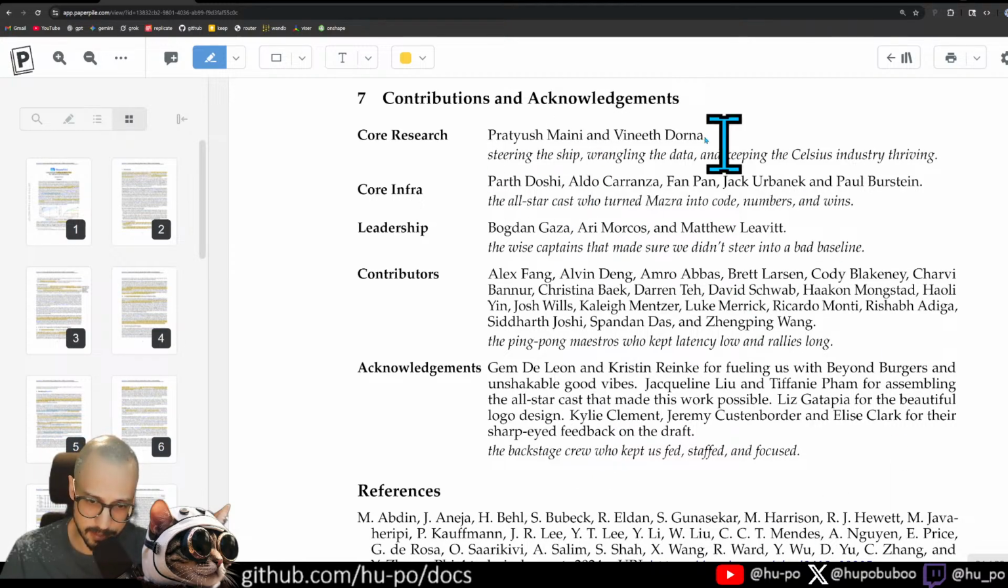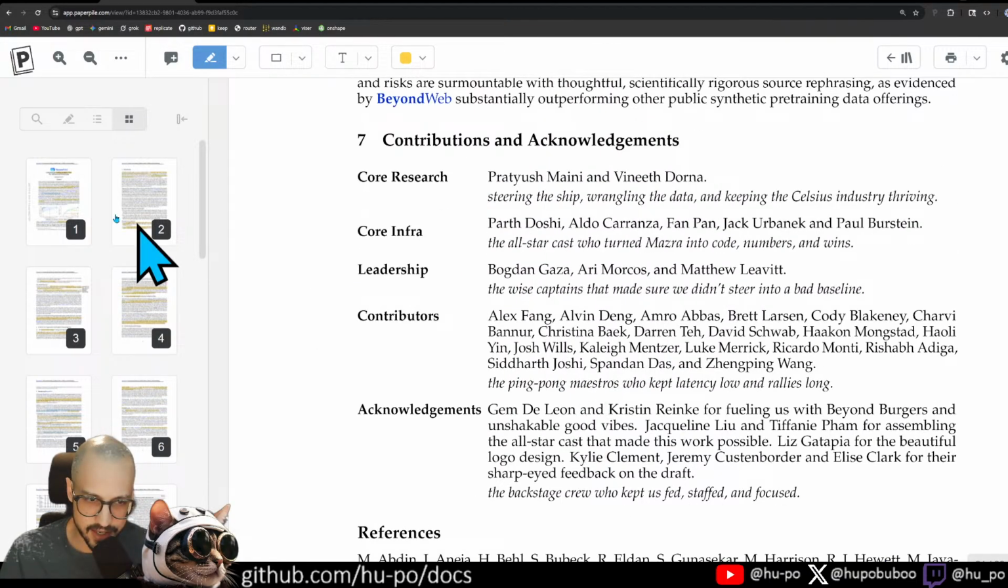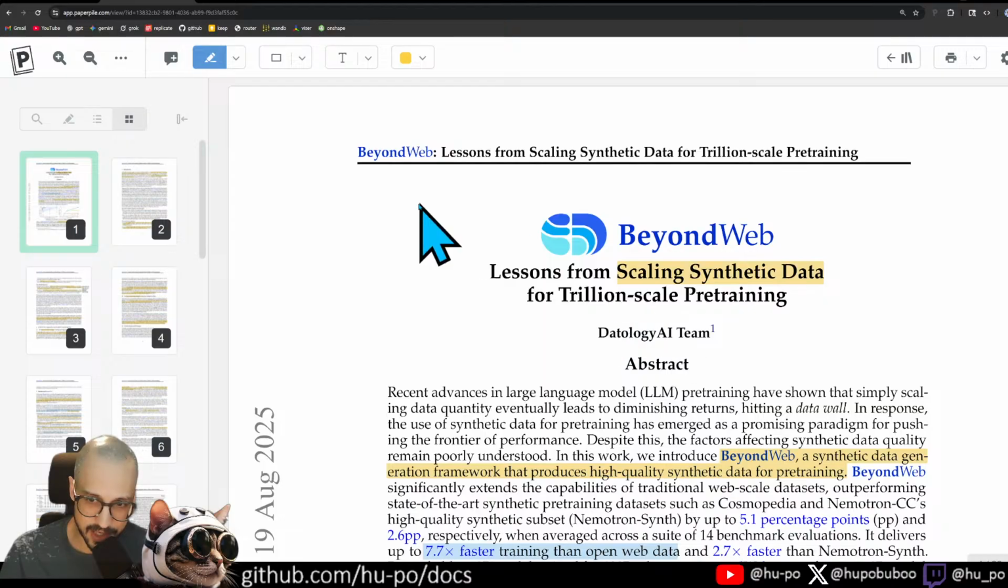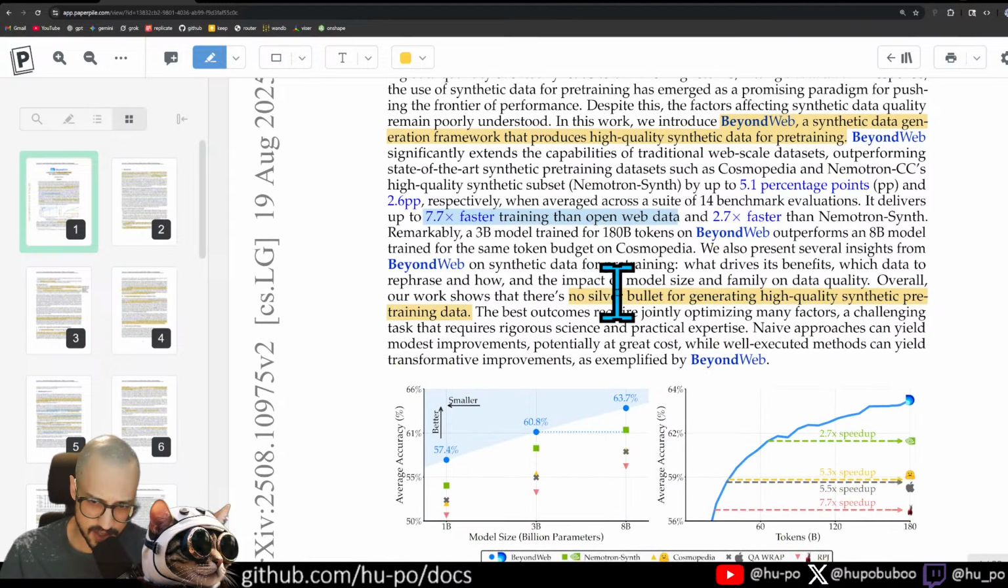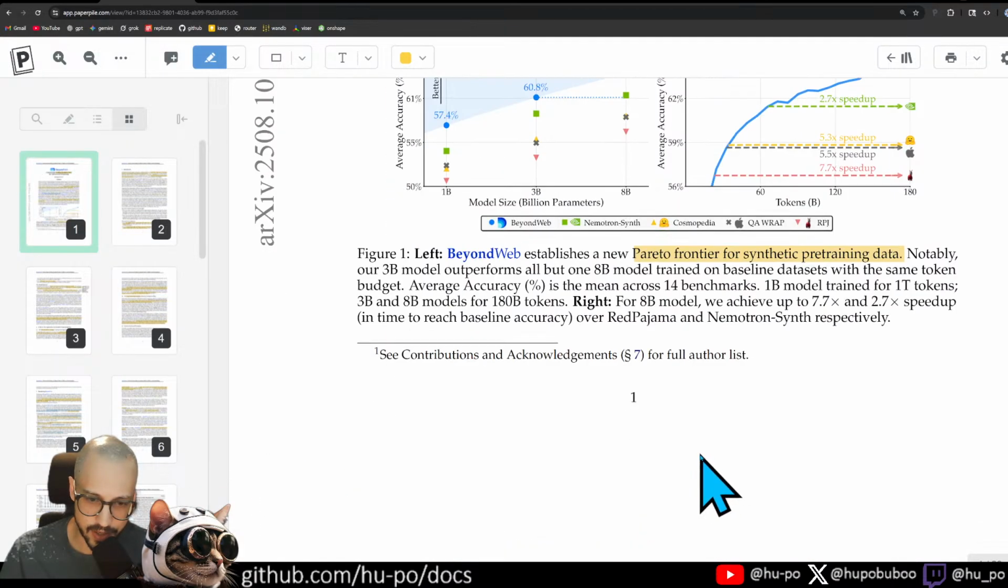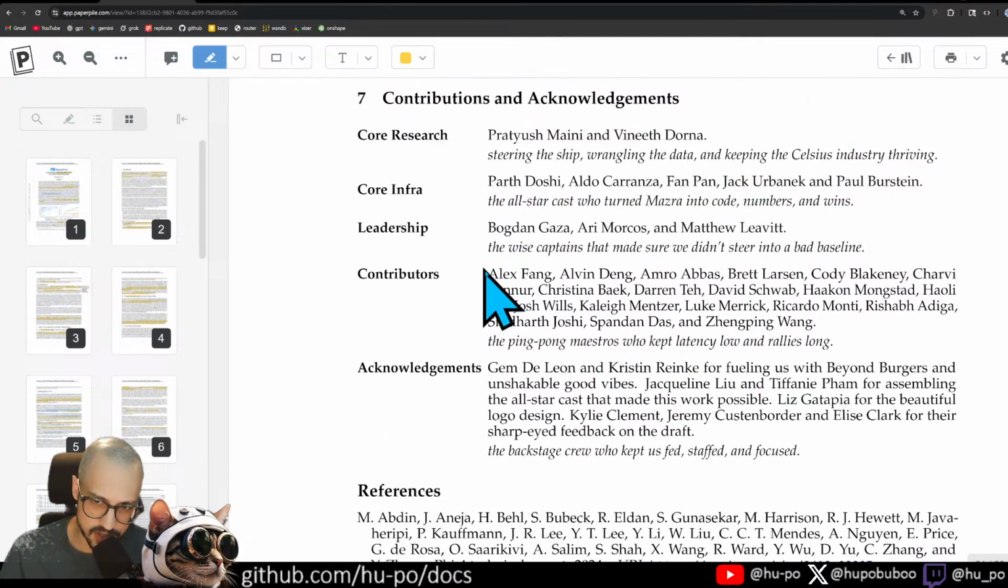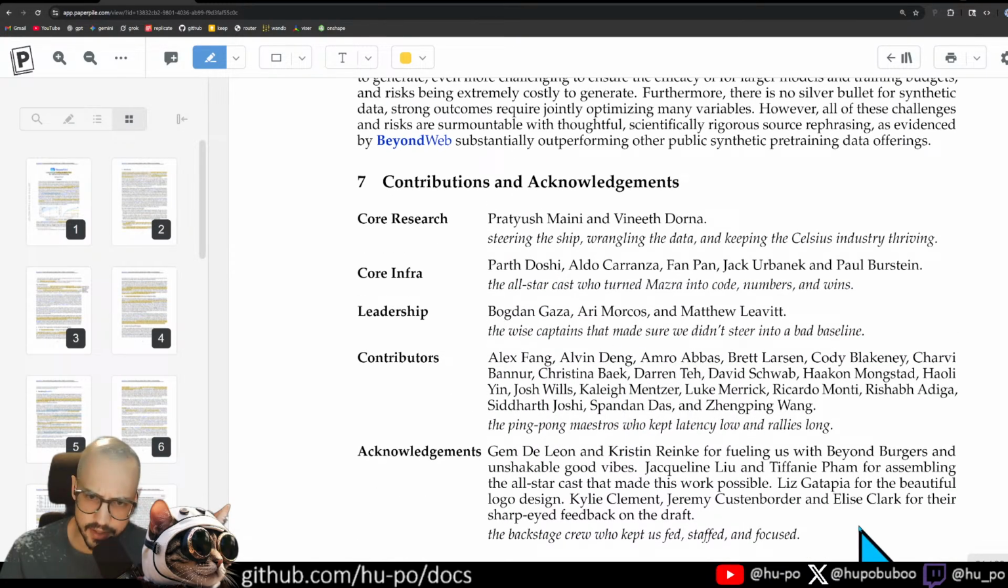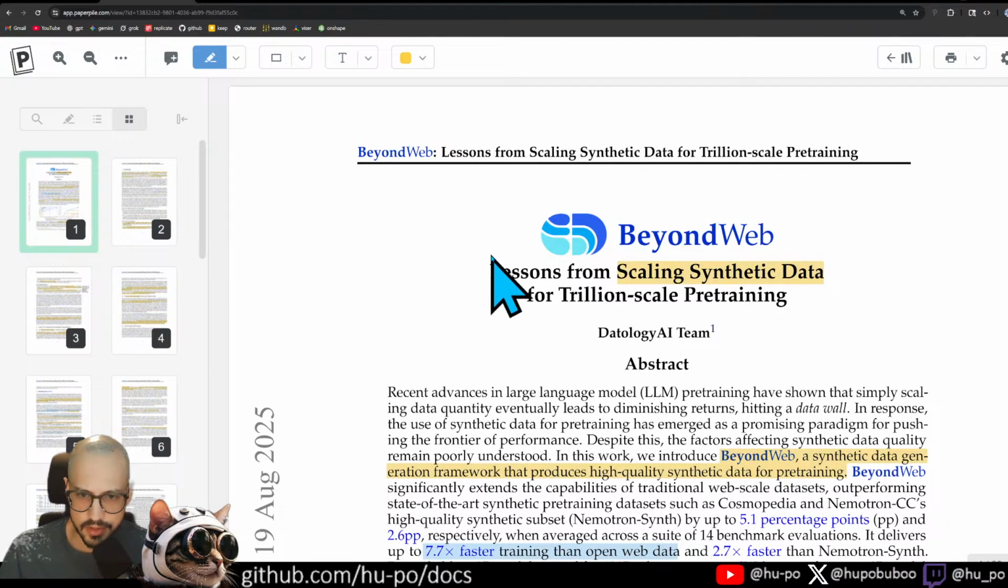So here's the team. I kind of like these team sections like this where, rather than just cramming 50 people into the title page, they keep the title page just the abstract and then figure one, and then they cram all the names here so that you can actually see the breakdown. But yeah, I would say this is a fairly large team.